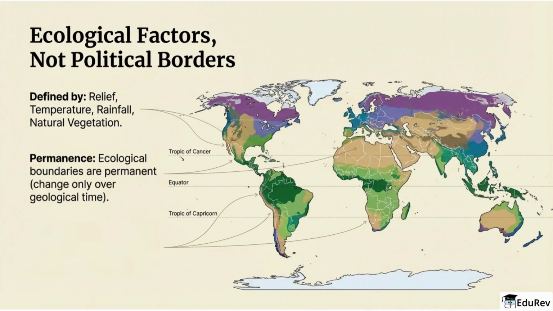Now hold two ideas together. First, ecological controls are relatively permanent. They change only over geological time, not with every political event. Second, climatic boundaries are fluid. They are not hard lines like international borders. They merge gradually. This is where most aspirants lose marks. They treat climate maps like atlas borders. Don't. Climate zones are transition belts, not wall-like divisions.